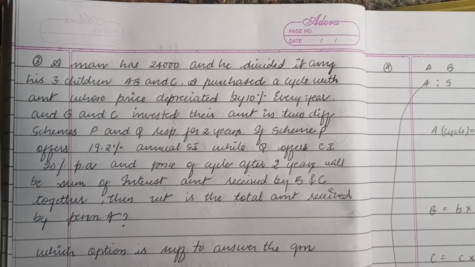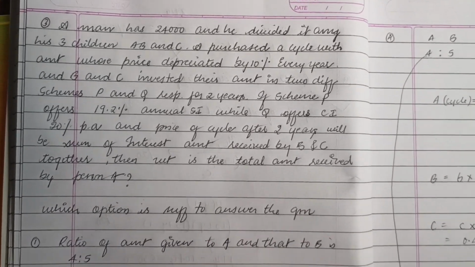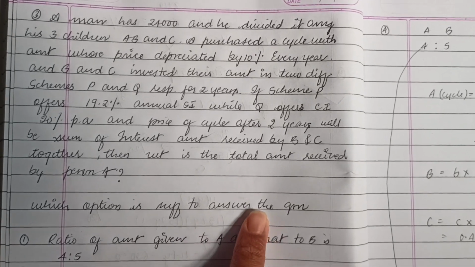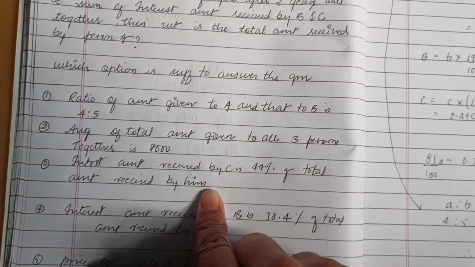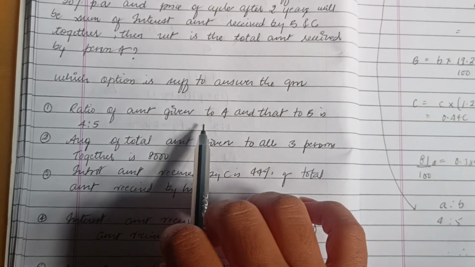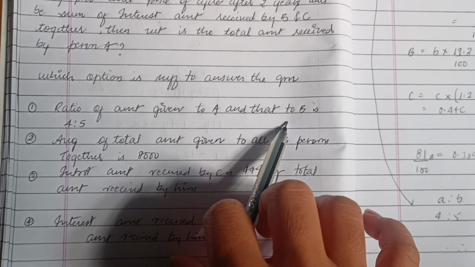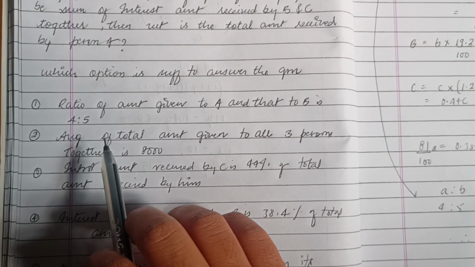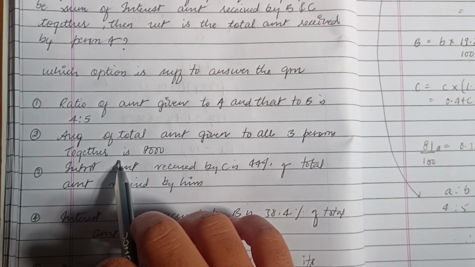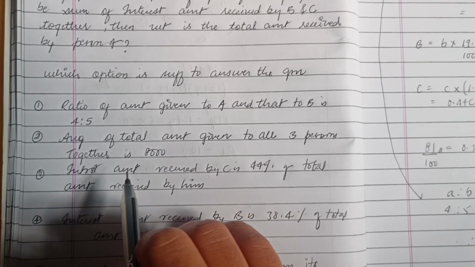So this is also a data sufficiency question. So we have to find out which option is sufficient to answer this question. So let's get into the options first. Ratio of the amount given to A and that of B is 4:5. Average of the total amount given to all the 3 persons together is 8,000.